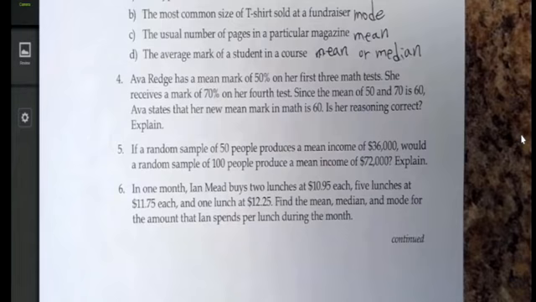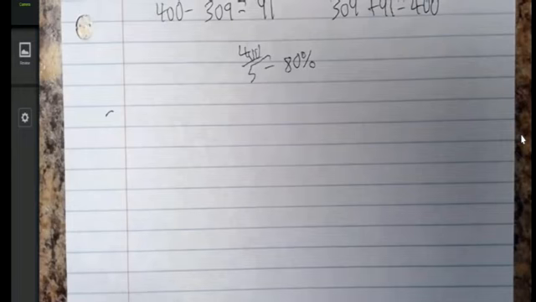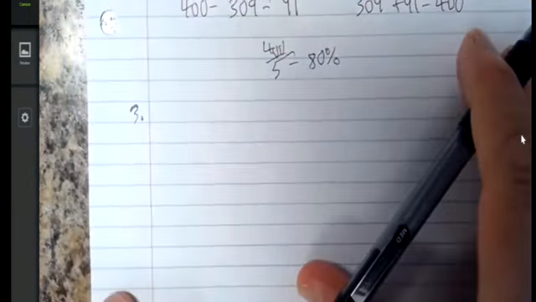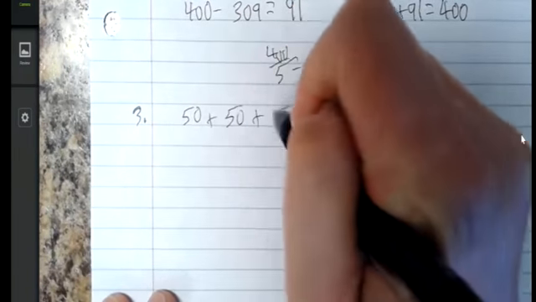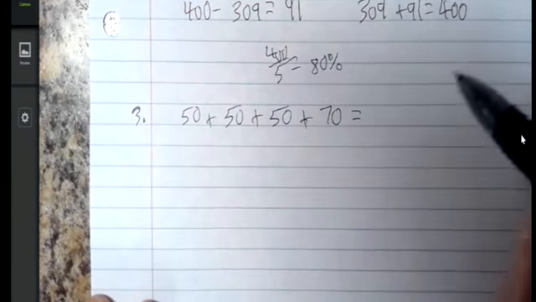Is her reasoning correct? So the first 3 tests are 50 average, and now a 70 on the fourth. When you do 50 and 70, sum divided by 2, you get 60. Is that right or not? Can we check? You take the 3 tests, 50, add 50, add 50, and the last test is 70.